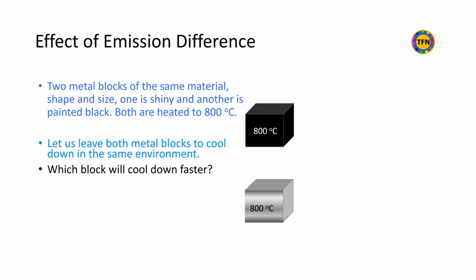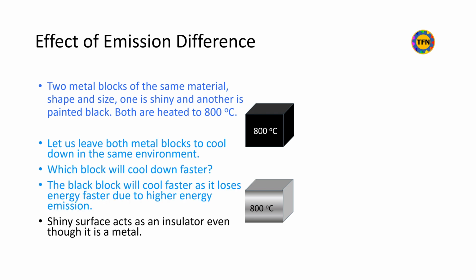Which block cools faster if both blocks are left in the same environment? Again, the answer is the black block, as it loses energy faster than the shiny block due to higher emissivity. Shiny objects act as heat insulators by reflecting incoming external radiation and keeping heat inside the enclosure due to lower emission.